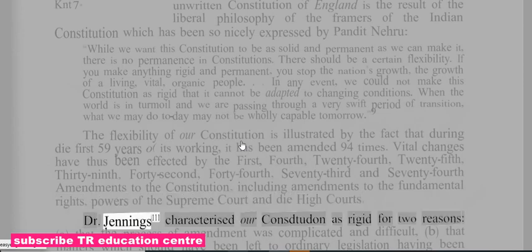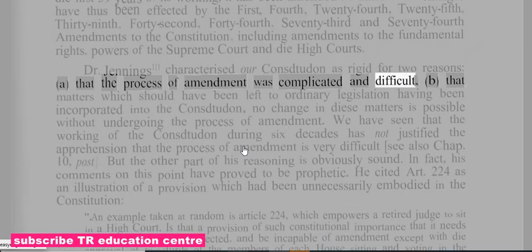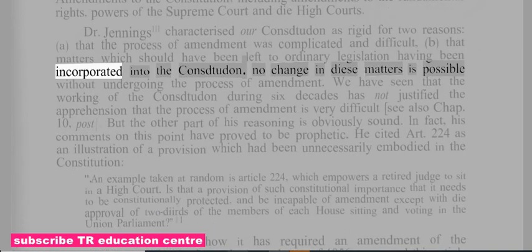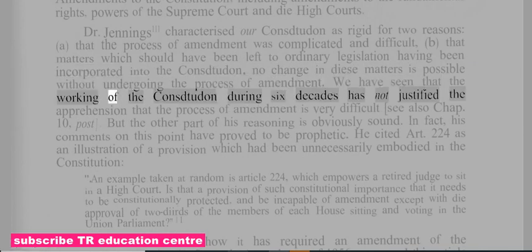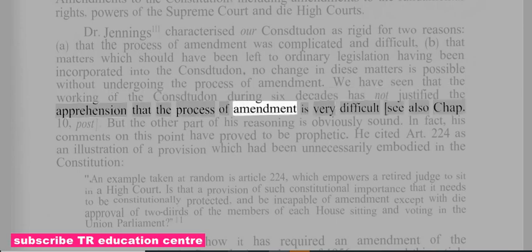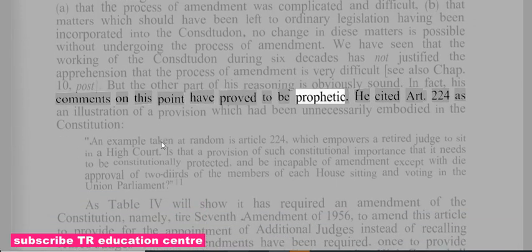Dr. Jennings characterized our Constitution as rigid for two reasons: A. that the process of amendment was complicated and difficult, B. that matters which should have been left to ordinary legislation having been incorporated into the Constitution. No change in these matters is possible without undergoing the process of amendment. We have seen that the working of the Constitution during 6 decades has not justified the apprehension that the process of amendment is very difficult. See also Chap. 10, post. But the other part of his reasoning is obviously sound. In fact, his comments on this point have proved to be prophetic.